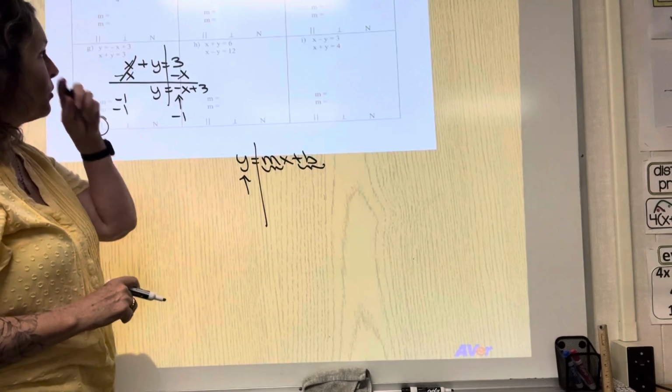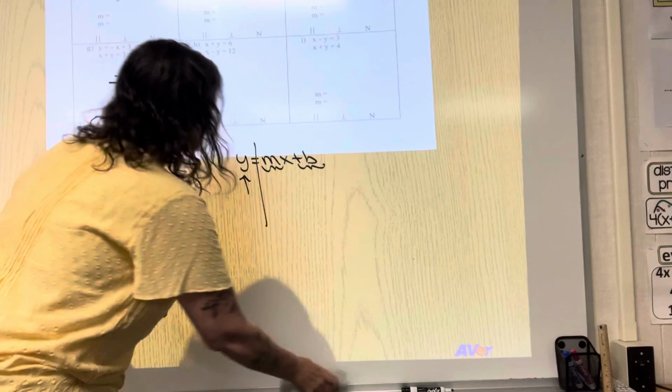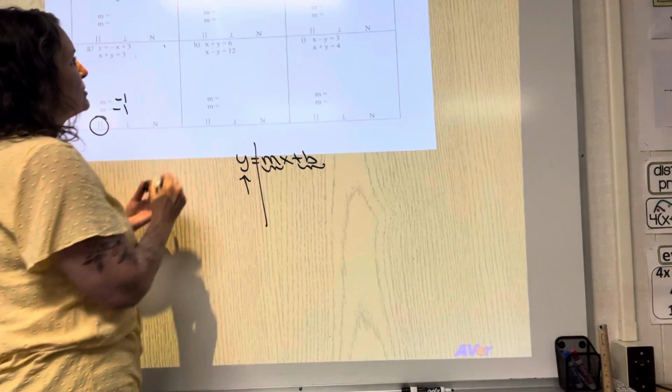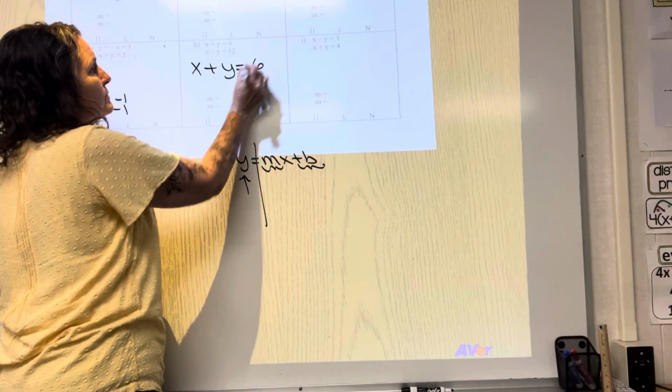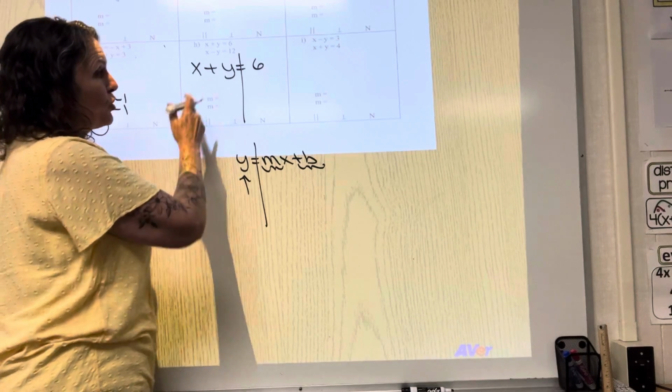Let's look at the next one. Wowzers, neither one of those is in slope-intercept form. So I'm going to need to do some amazing math to get what I need. So the first equation is x plus y equals 6. I'm going to draw my line at the equal sign. This is not in slope-intercept form.